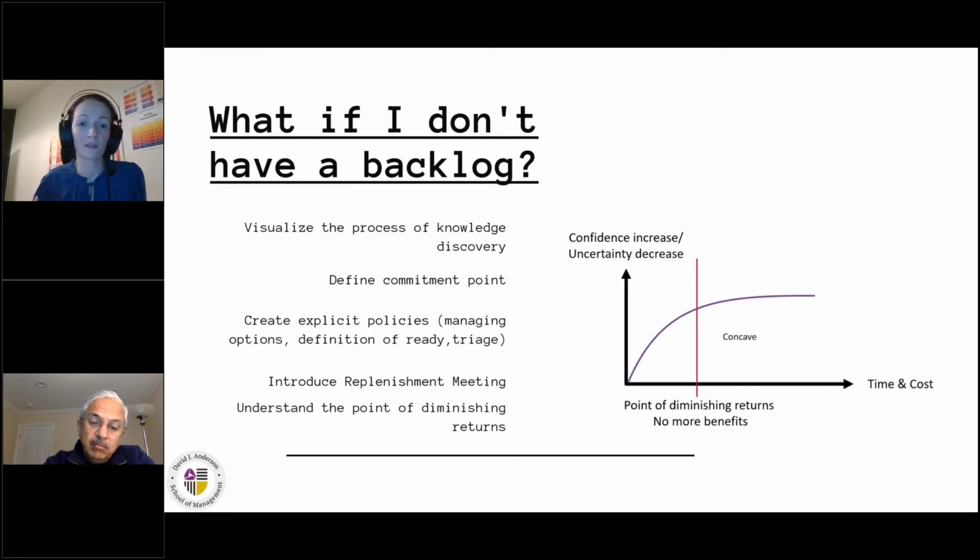And this may indicate two things. First, your replenishment meeting happens too often, so maybe you should change the frequency. But it may also be a signal that you have reached the point of diminishing returns. Although you have worked for the whole week trying to gather more information, actually you didn't. So this is the moment when you need to take a decision on what to do next with this idea.